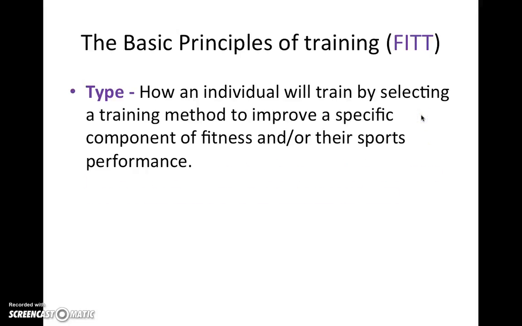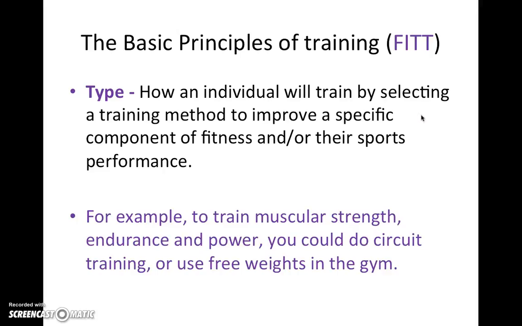And the final T is type. Now, this is how an individual will train by selecting a training method to improve a specific component of fitness and/or their sports performance. So, for example, to train muscular strength, endurance and power, you could do circuit training or use free weights in the gym. Another example would be to improve aerobic endurance, you would do aerobic training. So you would train for 40 to 60 minutes at a constant steady pace using oxygen for energy. And that is how you would improve your aerobic endurance.